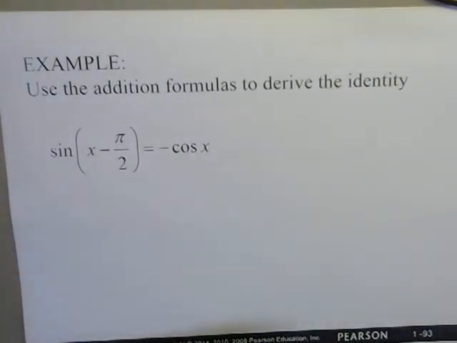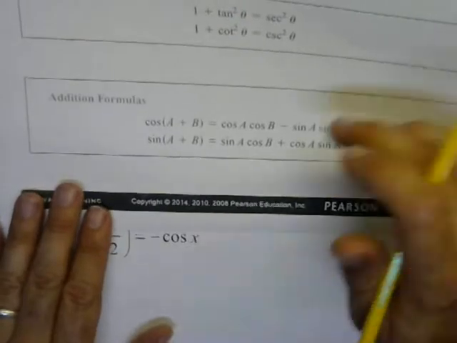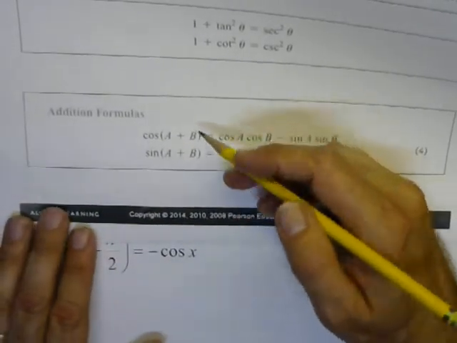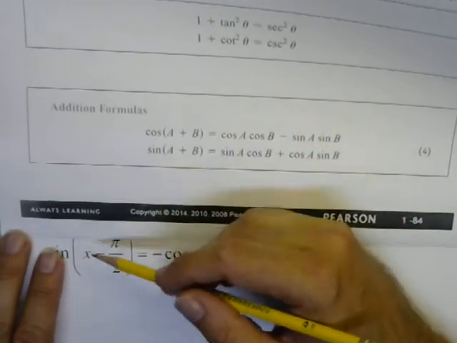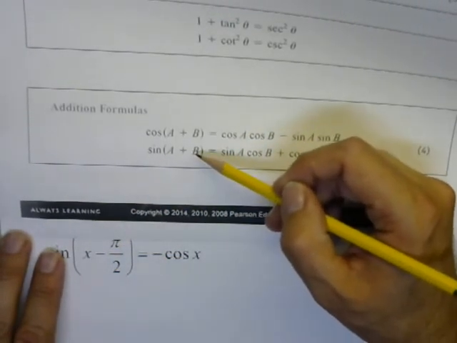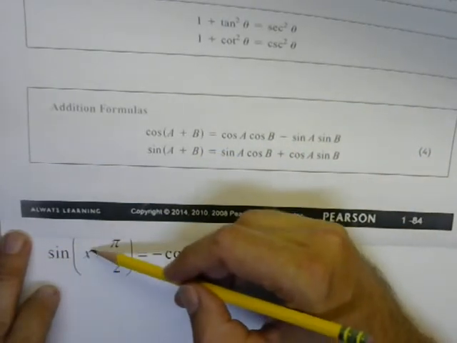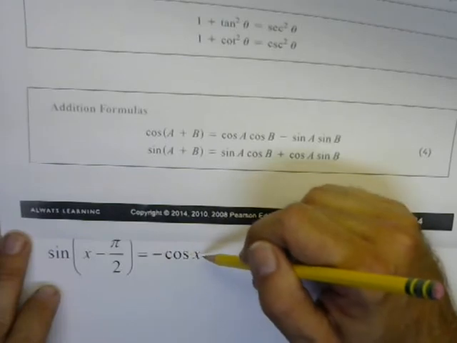Now, I suppose there might be other ways to do this. You could maybe use the phase shift formula or transformation formula here. But let's go back to our addition formulas, primarily for sine, and see if we can use that. So we'd want to use this formula, and you can think of b itself as being negative. So in this case, you could think of x as being like the a, and then negative pi over 2 as being like the b. So you could really write this as sine of x plus negative pi over 2, and we want to show that that's equal to negative cosine of x.